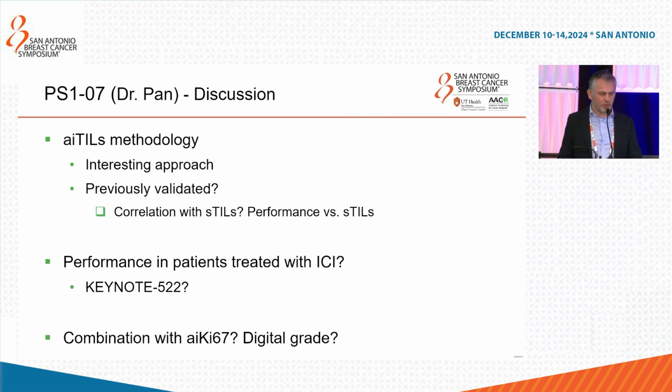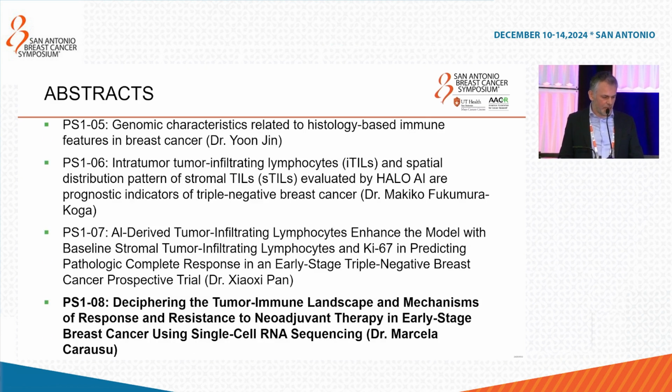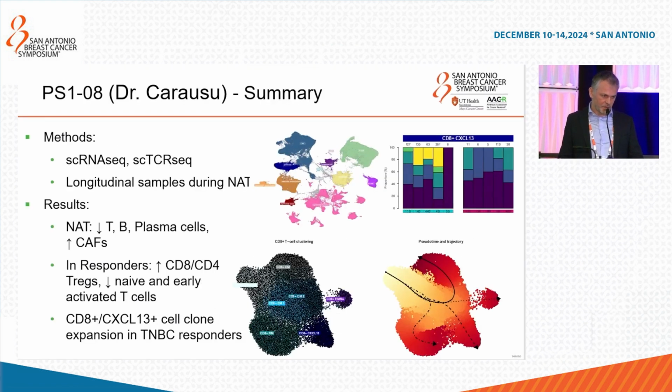Of course, in addition to the algorithms evaluating the stroma, there are other AI-based algorithms, for example, using digital Ki-67 or digital grade that could be added and see whether they add value to these classifiers. And going to the last abstract by Dr. Marcela Carausu in Christos Sotiriou's group in Brussels.